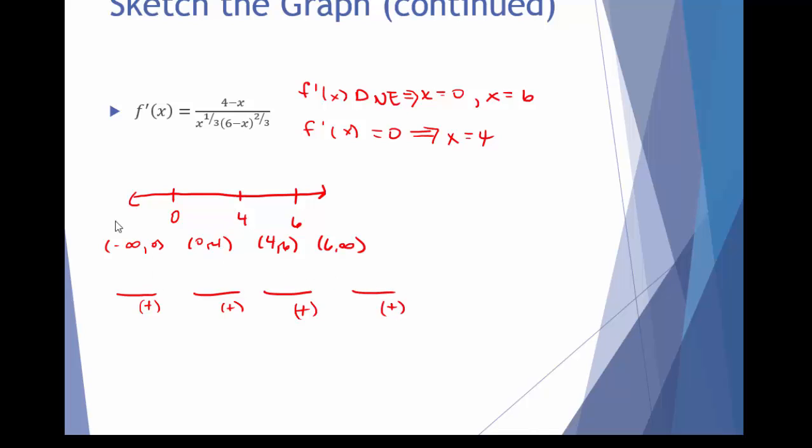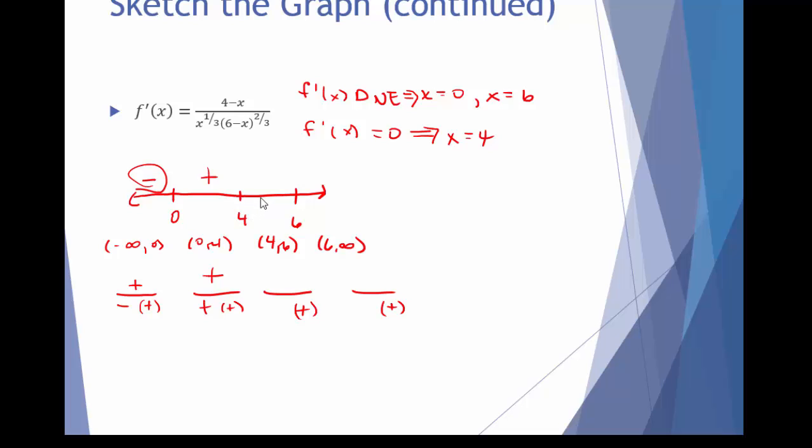Let me pick, let's say, -1. 4 minus -1 is positive, and the cube root of -1 is negative. So that means overall, for negative infinity to 0, I'm going to get a negative interval. If I plug in something in between 0 and 4, like 1, I'm going to get a positive in the numerator and a positive down here in the denominator. So that interval is going to be positive.